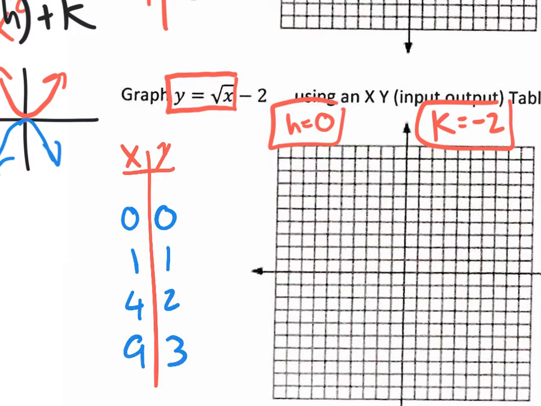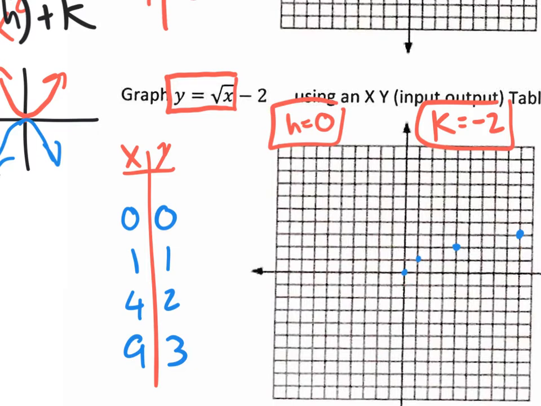So if we were to graph these coordinates, (0, 0), (1, 1), (4, 2), and (9, 3), those are the coordinates but of the parent graph, not of our real graph. Where's our real graph going to be at? You have to take these coordinates and shift them where? 2 units down. There is no h, so you don't move left or right, but you do move 2 units down.